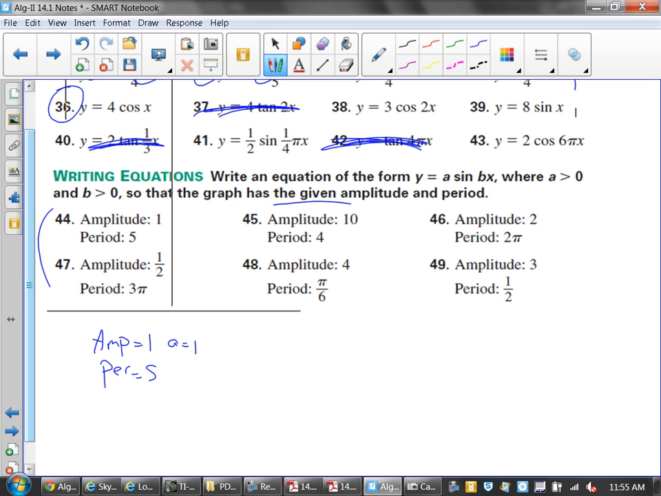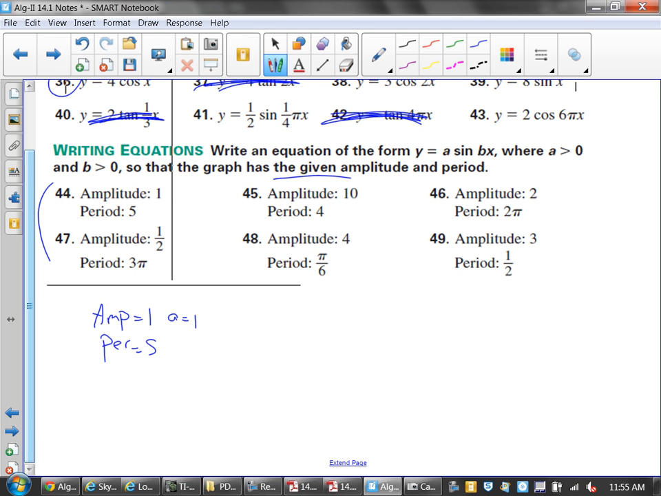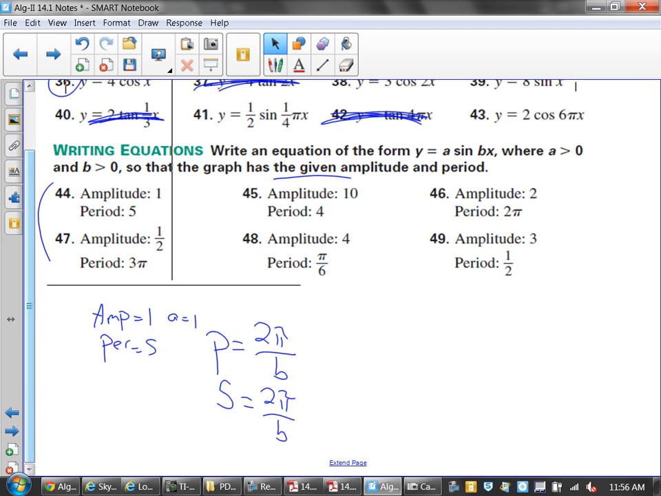How do you find the equation for our period? It's 2 pi over what? Absolute value of B. But for these parts, A and B are always positive, so you don't have to worry about the absolute value. So remember that the period is going to be equal to 2 pi over B. Well, if I know that the period is 5, how do I figure out what B is? That's what you have to solve for, okay? So you're just working backwards with those guys.